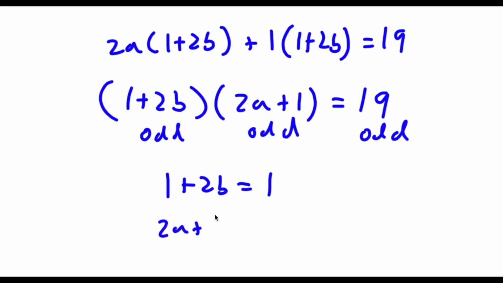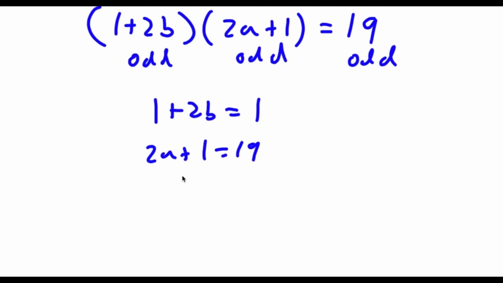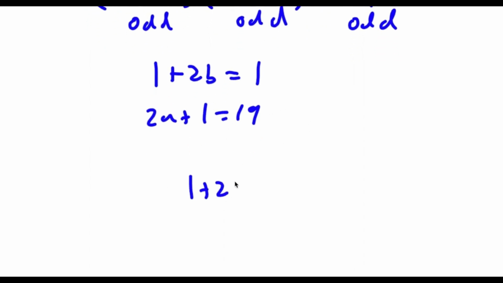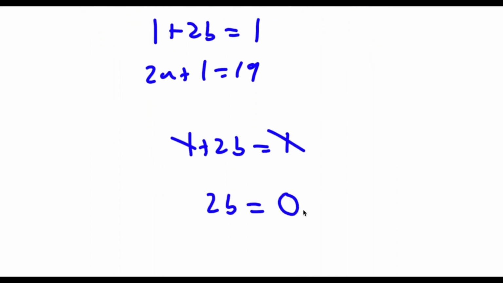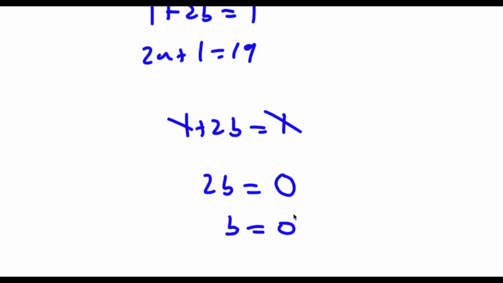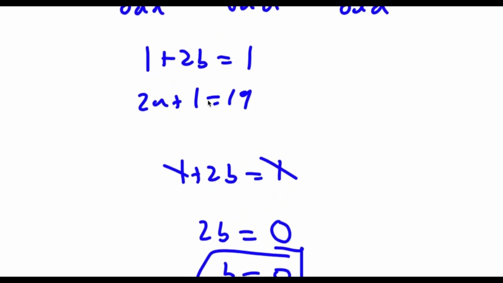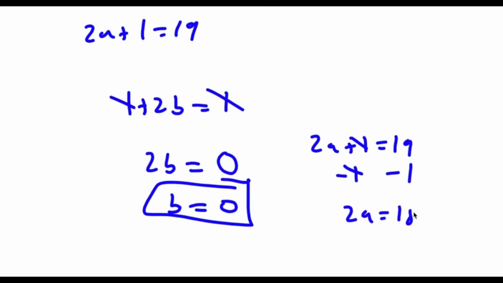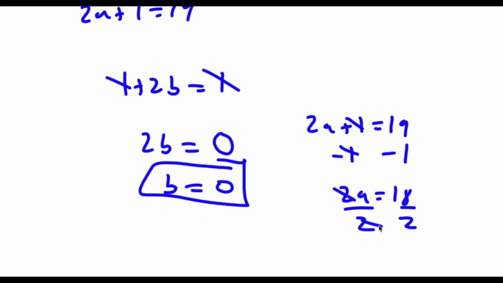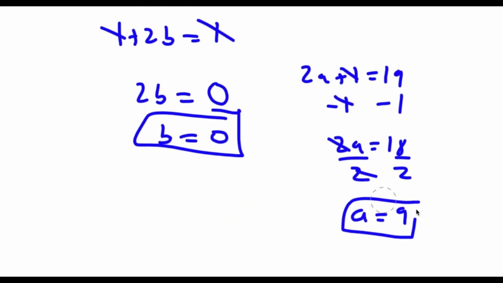So now if I set 2a plus 1 equal 19, now I can simply solve for b and a. So let's first start with 1 plus 2b. So I have 1 plus 2b is equal to 1. I'm going to first cancel these 1's out. So I have 2b is equal to 0, meaning b is equal to 0. So this is the value of b. Now for 2a plus 1 equals 19, I can simply subtract 1 on both sides. These two cancel out. So I'm left with 2a equals 18. Now if I divide both sides by 2, I'm left with a is equal to 9.